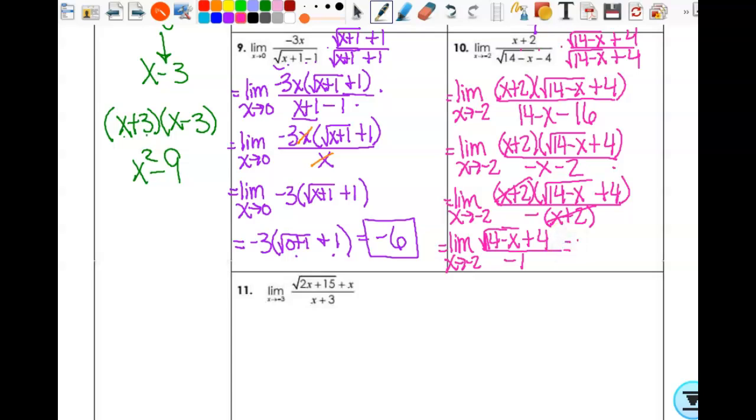So I'm going to substitute in that negative 2. So I get the square root of 14 minus a negative 2, and then plus 4 on the outside over negative 1. So 14 minus a negative 2 is 16. Square root of 16 is 4. 4 plus 4 is 8, and that's over negative 1. So my answer is negative 8.